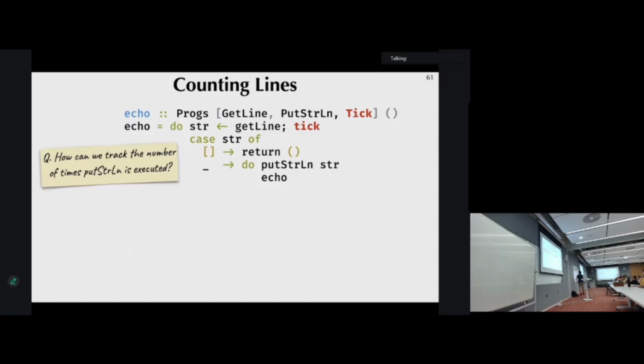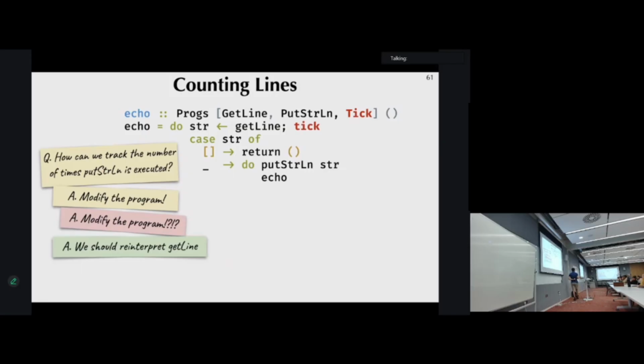Wonderful. But let's go back to the original question that we asked our undergraduate friend. How can we track the number of times putString was executed? And they said, modify the program. And we said, modify the program? Are you mad? Don't modify the program. We should never do that. What we should do is we should reinterpret getLine, right?